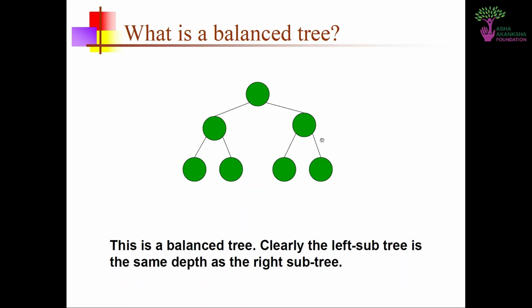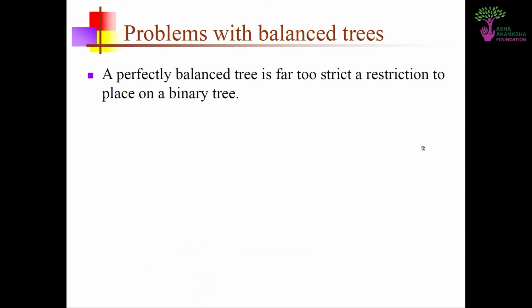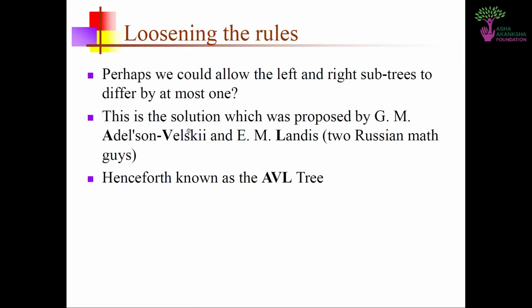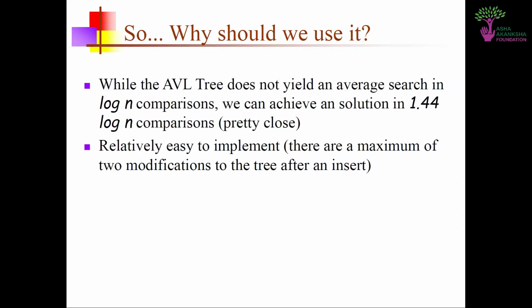So if we discuss the sixth case here, if we just move the rightmost node here, then this will be perfectly valid, because for this node the difference is 1, and this is the most optimal way we can make a tree of 6 nodes. So that is perhaps what we can do. This is the solution which was proposed by these two Russian mathematicians, and by their names we call it AVL trees. So henceforth they're known as AVL trees. These two are credited for AVL trees.